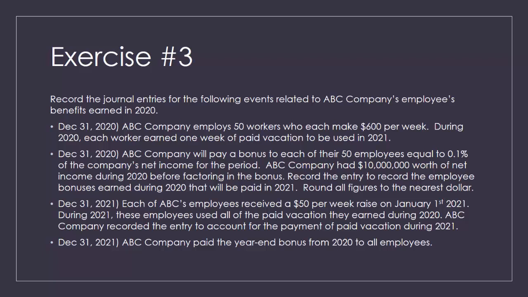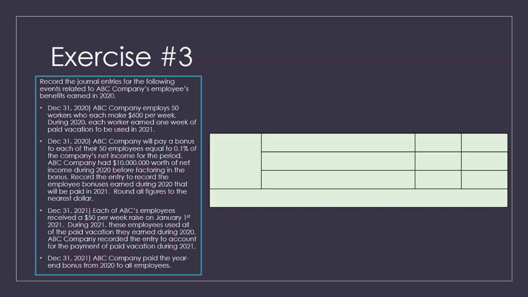we're going to actually record all of the payment of our employee vacation during the period, with the catch that our employees all got a raise. So they're making more now than they were at the time when we put our liability for employee vacations to be taken in the future on our books. We'll account for that in a second. And then finally, in our last entry, we're going to pay that year-end bonus from 2020.